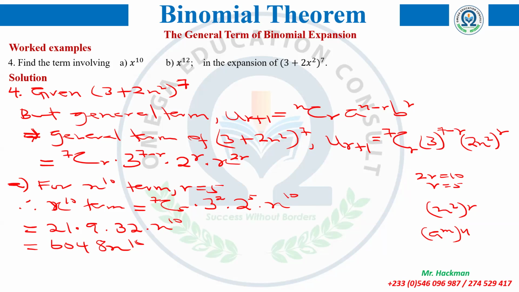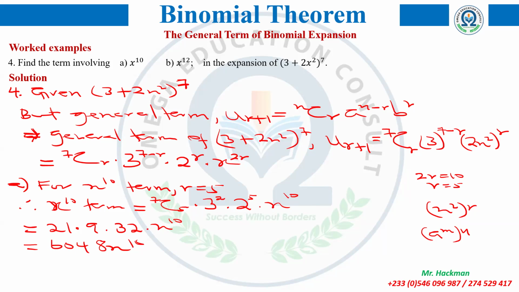So it means the second one, the B, for the term x to the power 12, you equate 2r to 12. Yes, so it means r will be equal to 6. Okay, sir, so you get it?